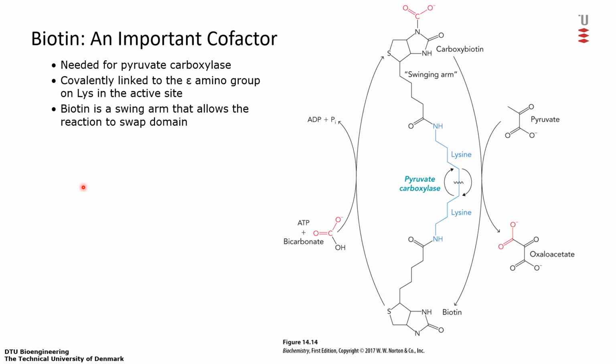Now I mentioned that biotin is used as a prosthetic group in this carboxylase. Biotin is a swing arm. So what does a swing arm mean? We start with biotin down here. This is then bound to the CO2 together with the bicarbonate and ATP, and this part is bound to the amine group here, which is then taken from this situation and swung over to the pyruvate.